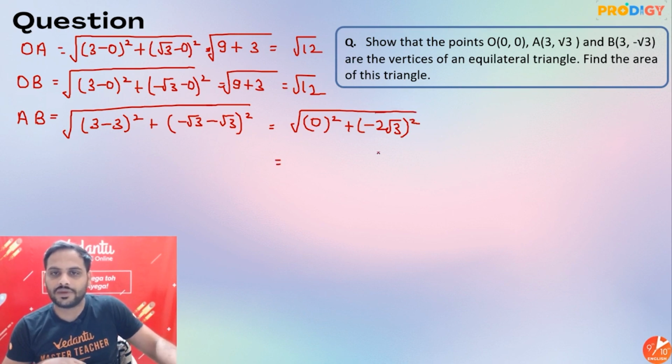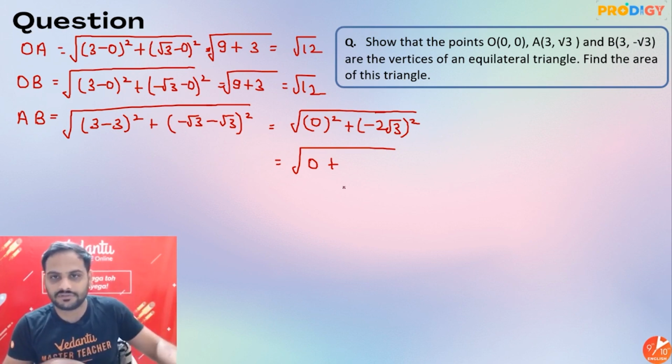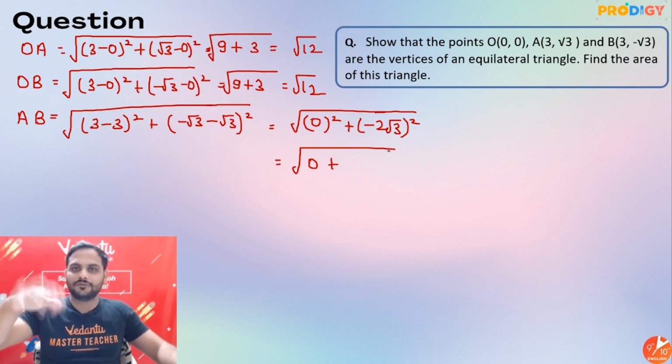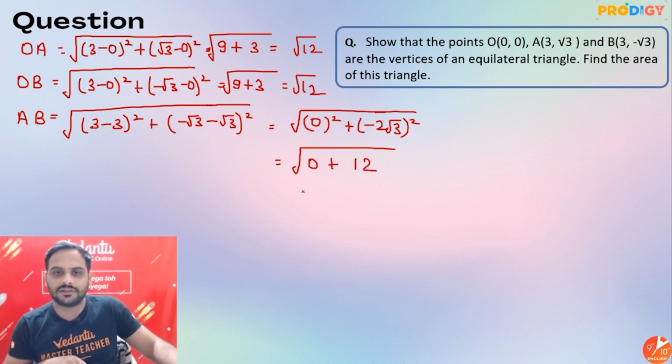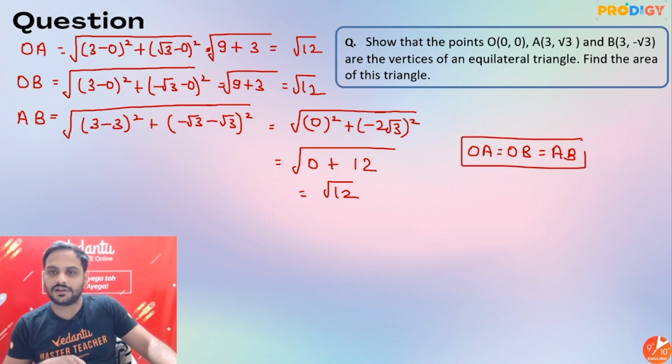So 0 square is 0. Now let's do the square of 2 root 3, because negative into negative will become positive. 2 square is 4, root 3 square is 3, 4 3s are 12, which is again root 12. So we can say OA is equal to OB is equal to AB. So clearly triangle OAB is equilateral.